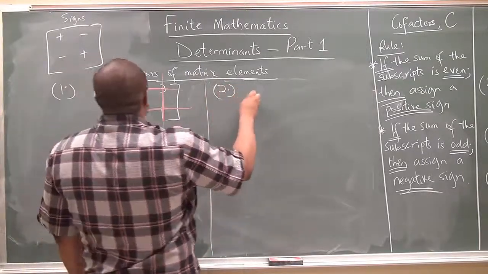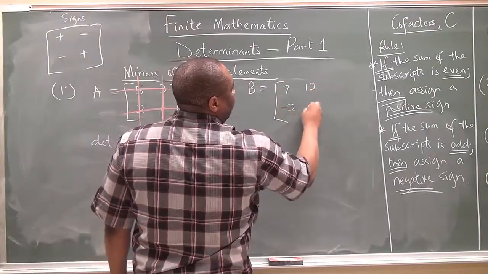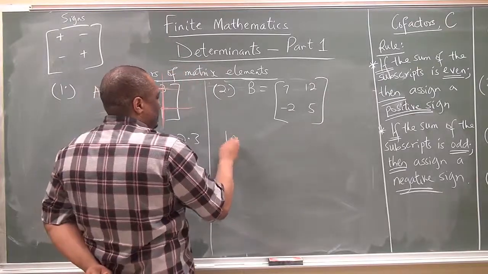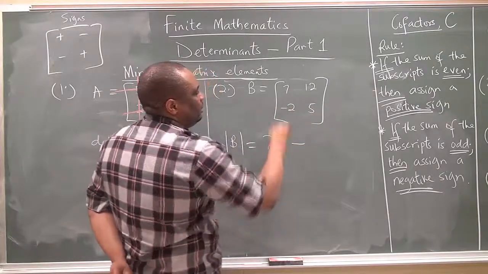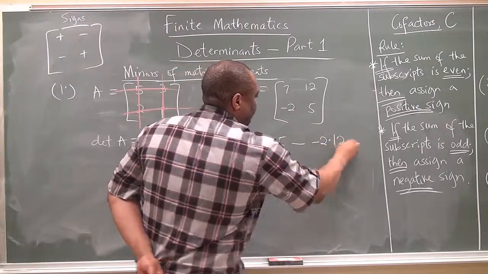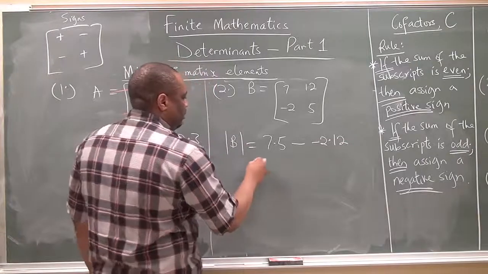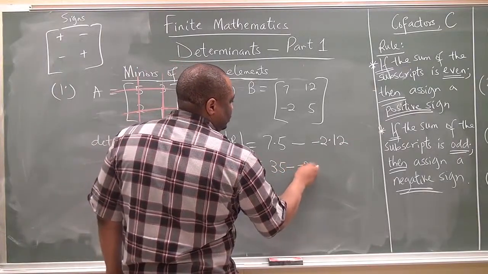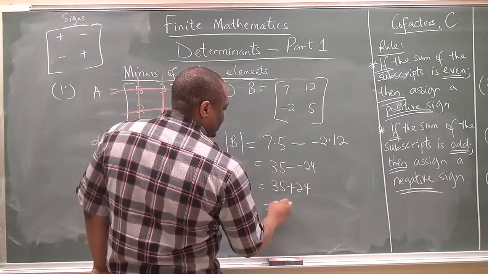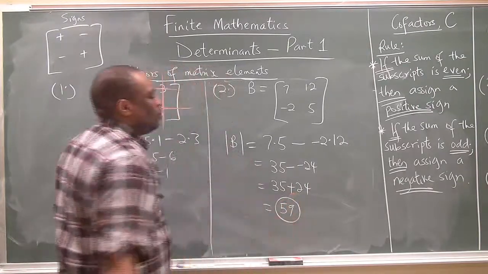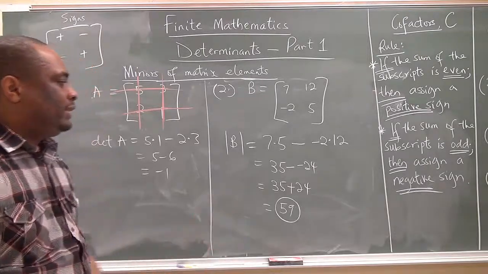Number 2, if B is equal to 7, negative 2, 12, 5, what is the determinant of B? So this will be 7 times 5, minus negative 2 times 12. 7 times 5 minus 2 times 12 is 35 minus a negative 24, which is 35 plus 24, which is 59. Okay? 35 plus 24, which is 59.